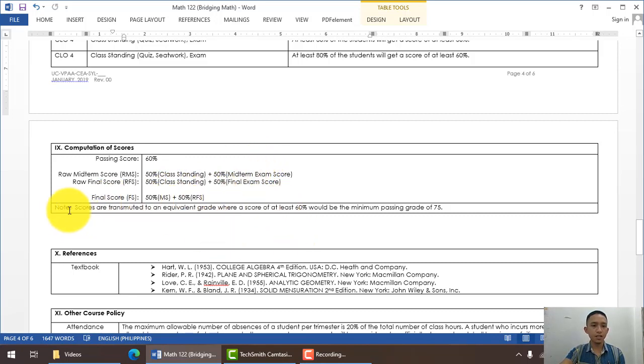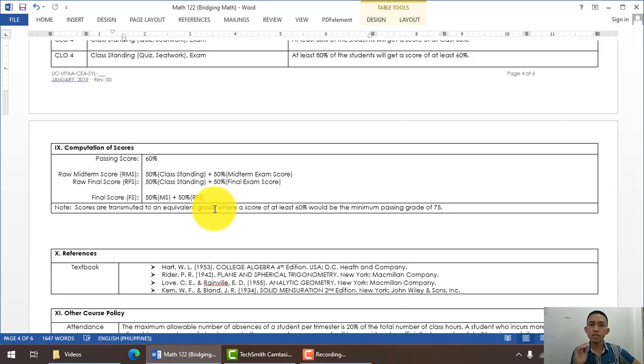This is your transmutation that I was explaining a while ago. Scores are transmuted into an equivalent grade. So your score is not your grade. It will be converted into a grade. But the important thing here is your score. Do not just look at the grade. Grade is just a grade. It will just say if you will pass or not.